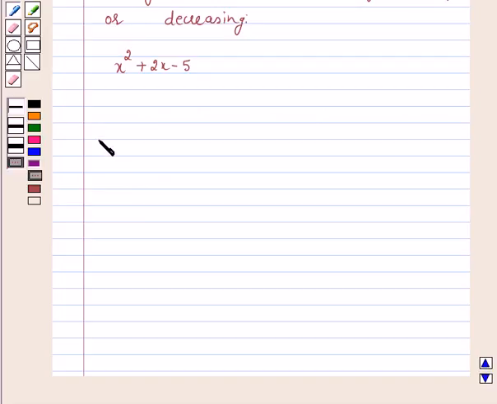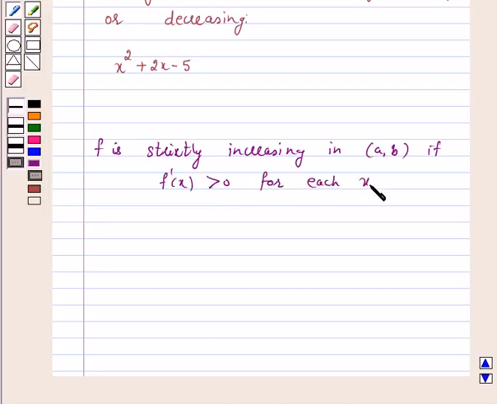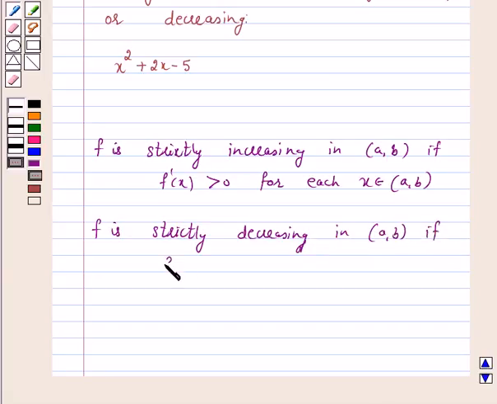We know that f is strictly increasing in an open interval AB if f dash x is positive, that is, it is greater than 0 for each x belongs to an open interval AB, and f is strictly decreasing in an open interval AB if f dash x is less than 0 for each x belongs to an open interval AB. So this is the key idea behind our question.